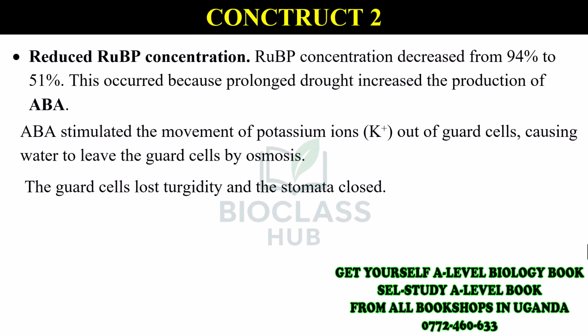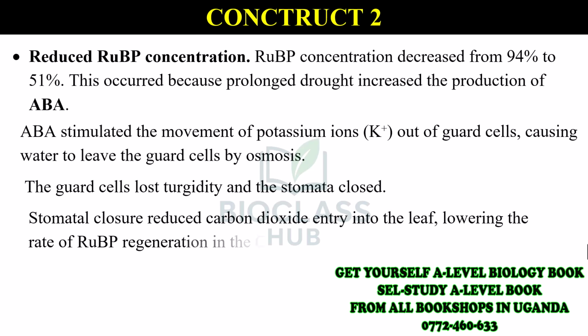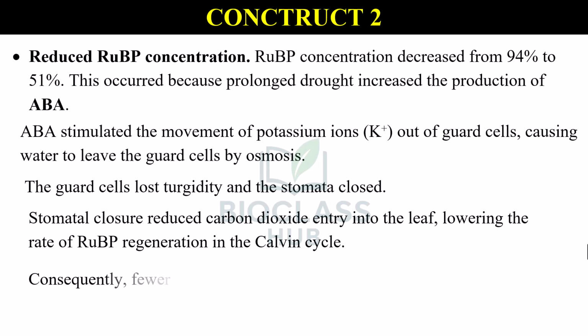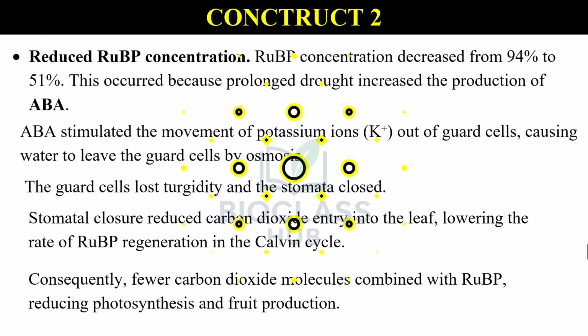Stomatal closure reduced carbon dioxide entry into the leaf, lowering the rate of RuBP regeneration in the Calvin cycle. Consequently, fewer carbon dioxide molecules combined with RuBP, reducing photosynthesis and fruit production.